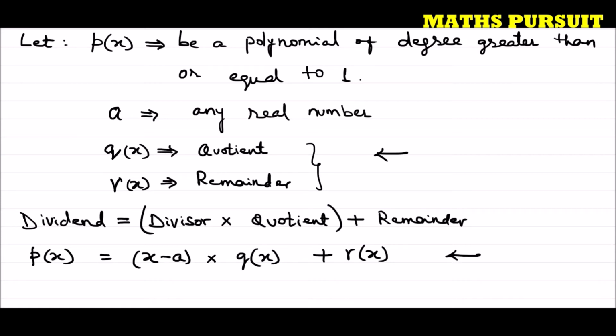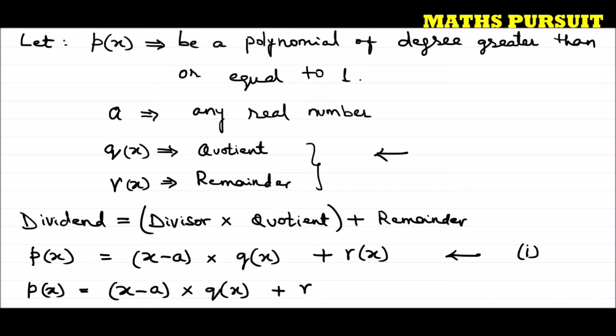Now I can write p(x) is equal to x minus a into q(x) plus r. How plus r? This is most important. Let us try to understand. Now if you look here, this is the first part. Here it is x minus a into q(x), and r(x).